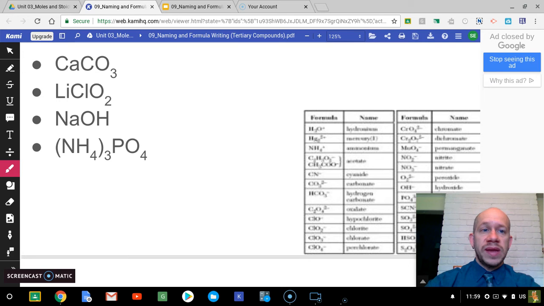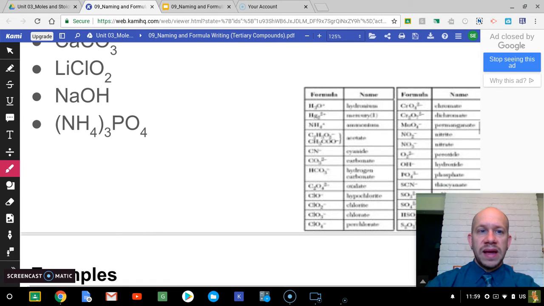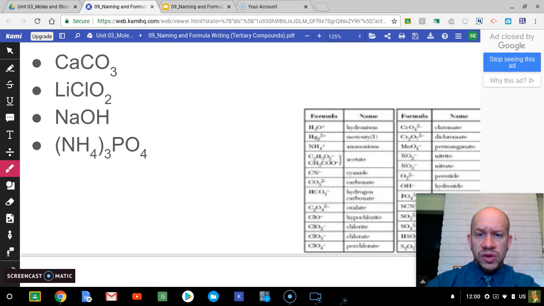LiClO2, we have 3 capital letters. So look on Table E and find the polyatomic ion. You'll see ClO2 is right here, which is chlorite. So it'll be lithium chlorite. NaOH, 3 capital letters. So look on Table E to find the polyatomic ion. You'll see OH is right here, which is hydroxide. So we have sodium hydroxide.